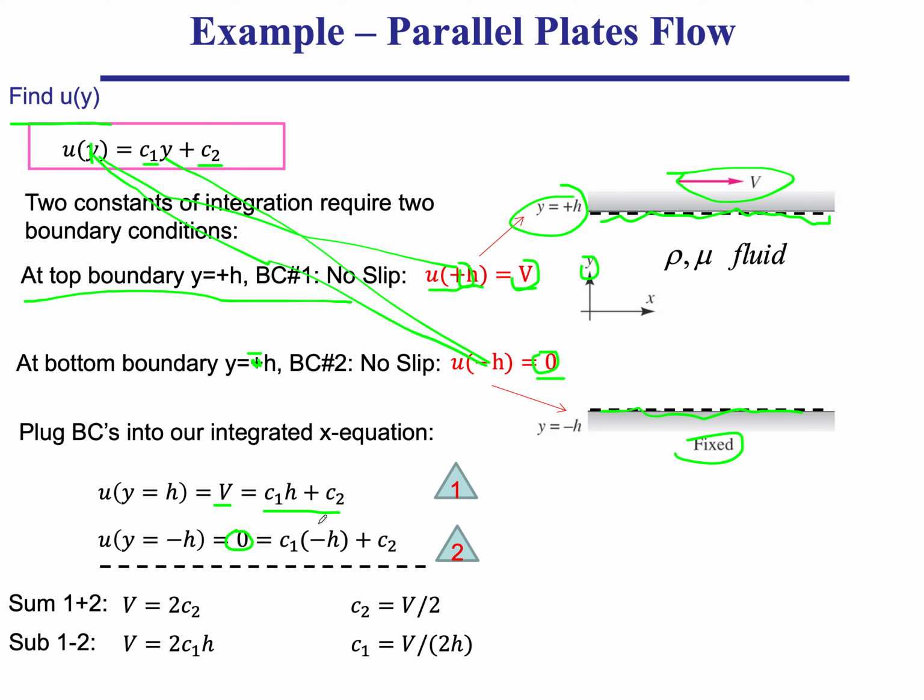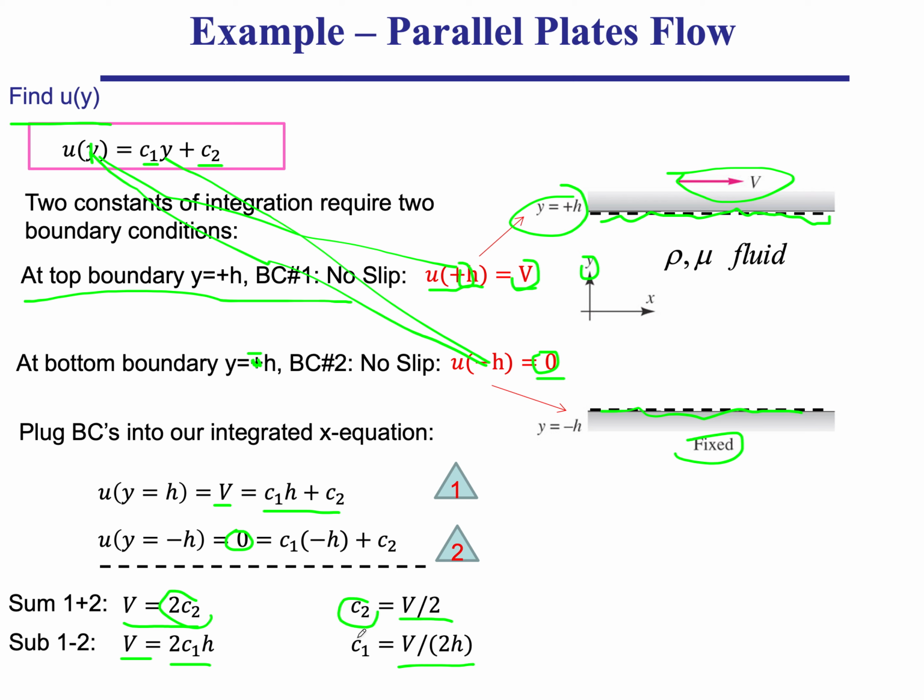So now I have two equations with the unknowns being C1 and C2, so it's a linear system of equations. We can add them up, and you get C2 equal to V over 2. So how do we add them up? V plus 0 gives me V, and C1h minus C1h gives me 0, and C2 plus C2 gives me 2C2. And then if you subtract them, V minus 0 gives me V, C1h minus minus C1h gives me 2C1h, and the C2 will cancel with the C2.